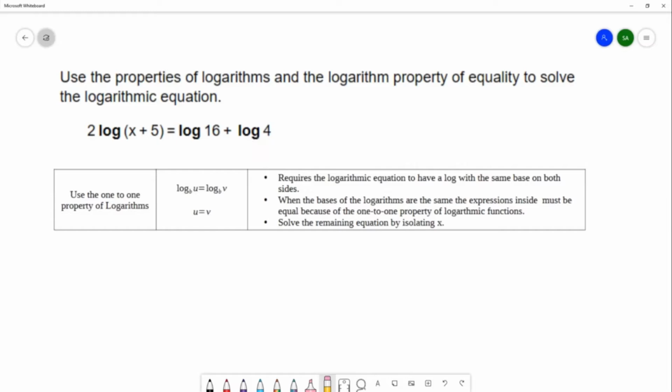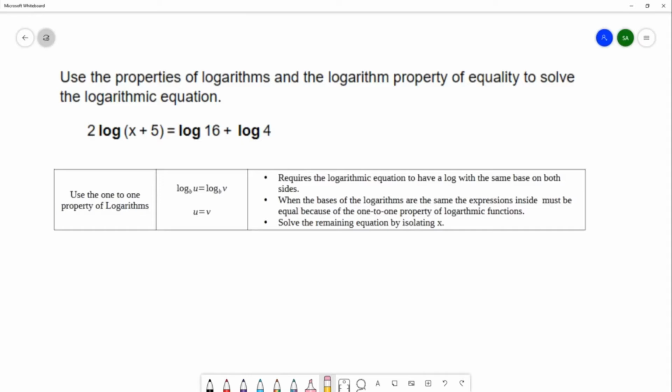Now we're going to use this one-to-one property of logarithms, or the way that your book calls it, the property of equality, which says if you have log with the same base on each side of your equation, then what's inside of those logs must be equal to each other. So this provides us a way for simplifying logarithmic equations to something we're a little bit more comfortable solving.